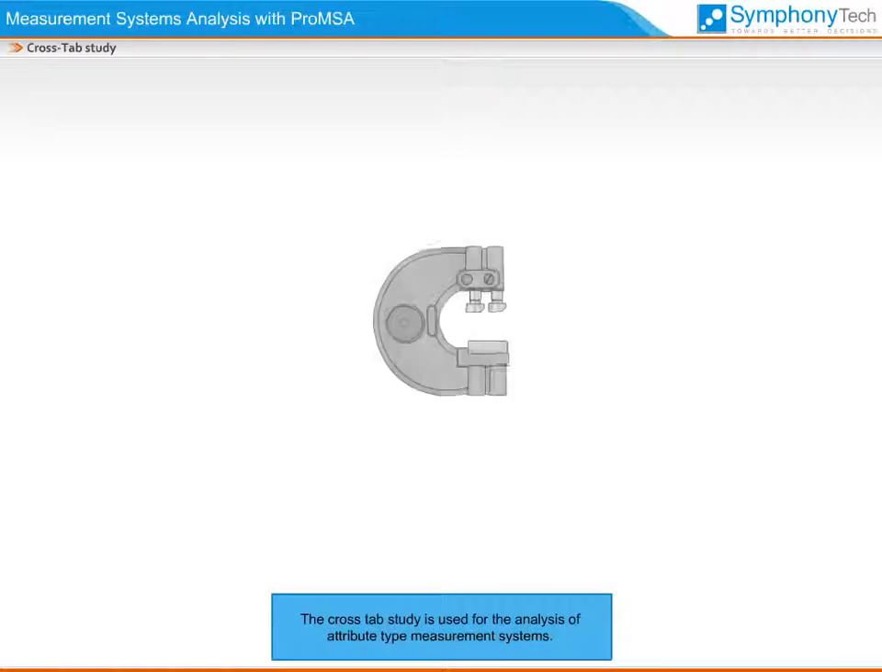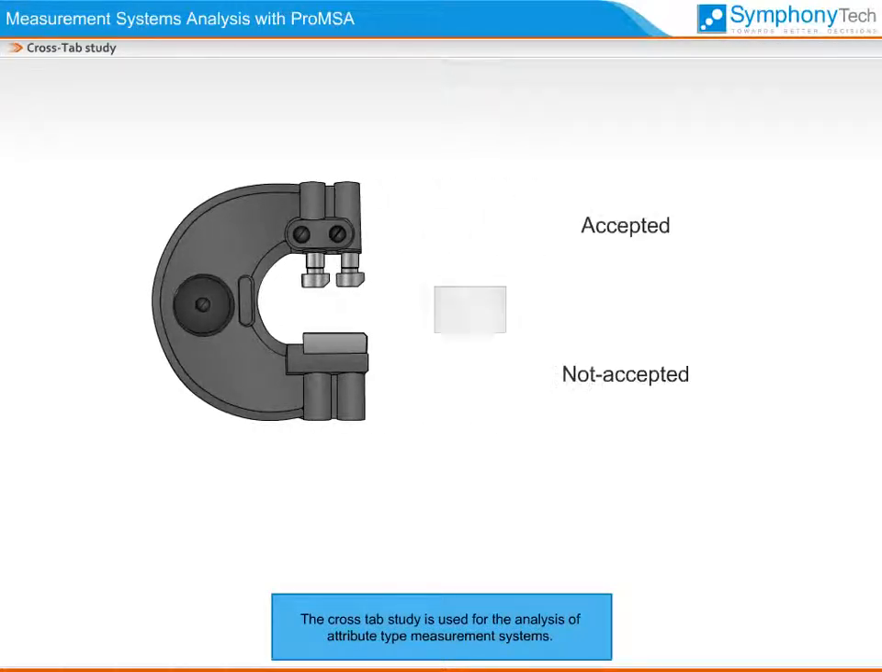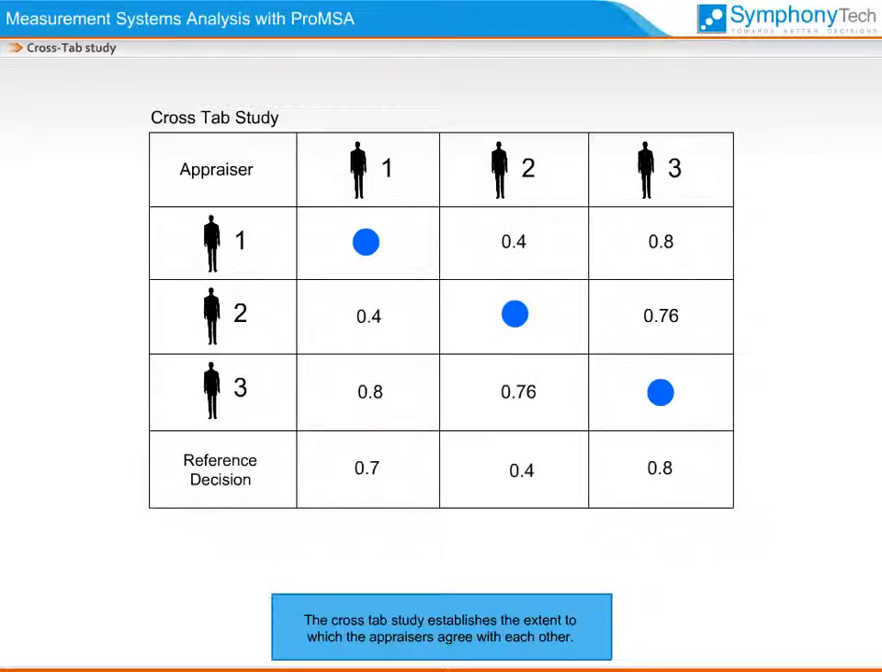The crosstab study is used for the analysis of attribute type measurement systems. Attribute type measurements come from gauges that classify the parts as acceptable or not acceptable. The crosstab study establishes the extent to which the appraisers agree with each other. It also establishes the extent to which the appraiser agrees with the reference decision.